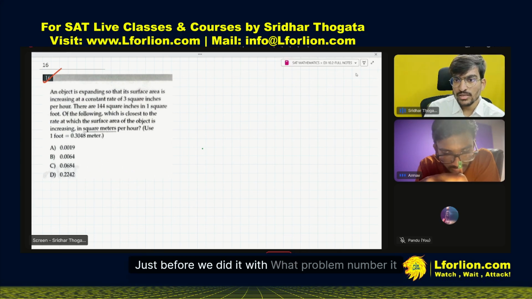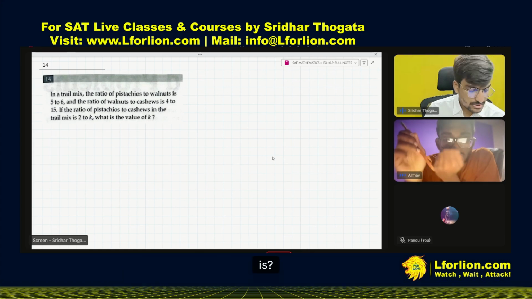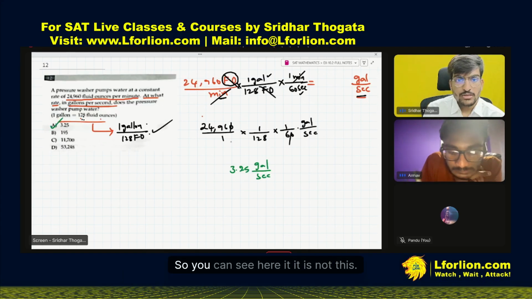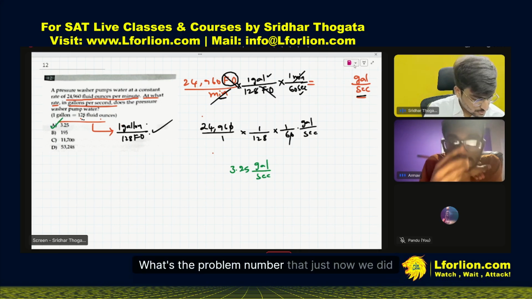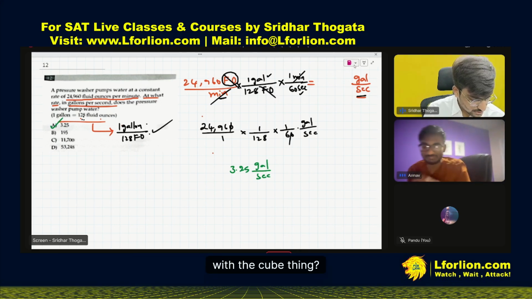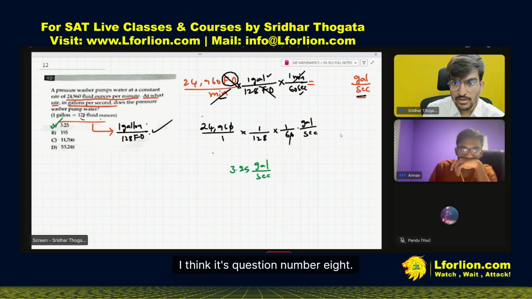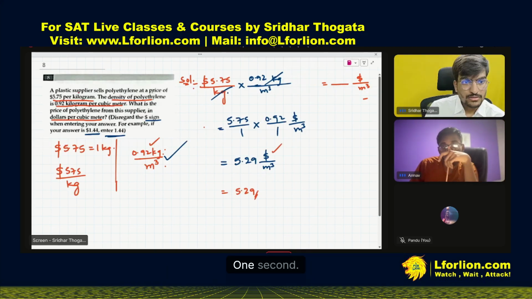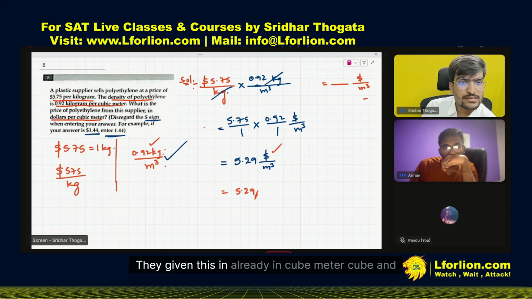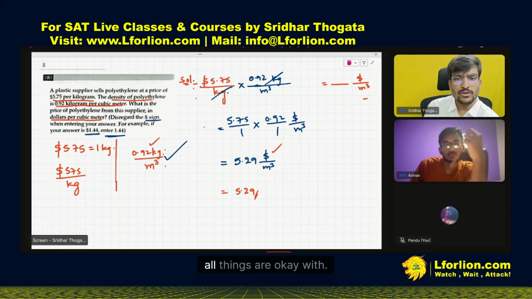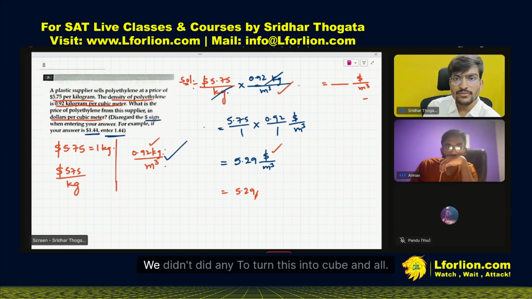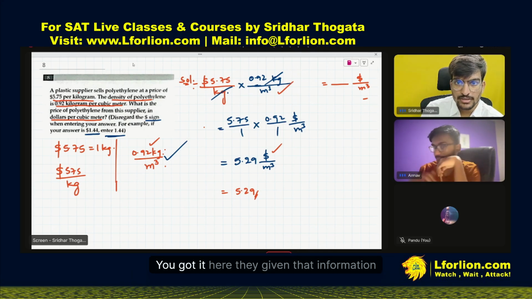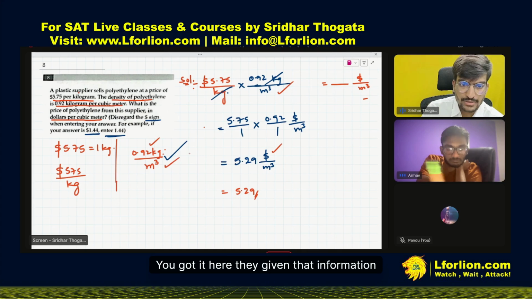Just before, we did it with what problem number? It's 12. So you can see here, it is not this. What's the problem number that just now we did with the cube thing? I think it's question number 8. Yes. Here you can see we did the cube thing. They were given this already in meter cube, and all things are okay. We didn't need to turn this into cube and all. You got it? Here they gave that information already.